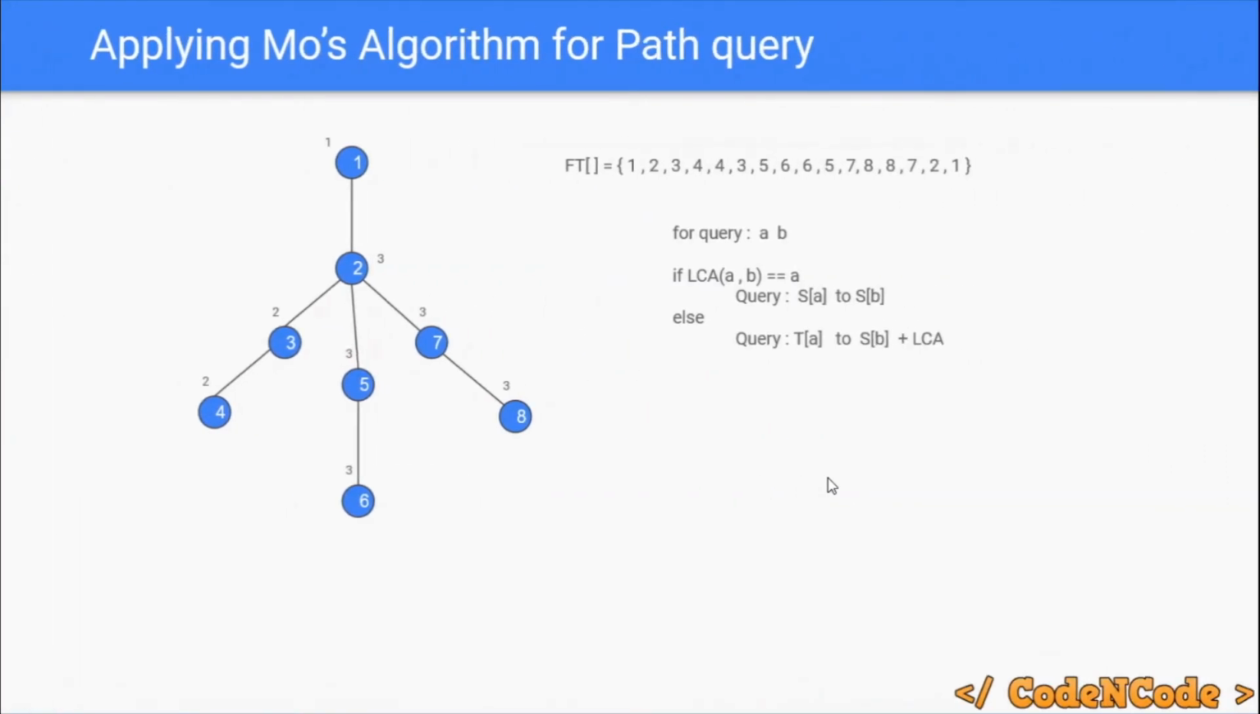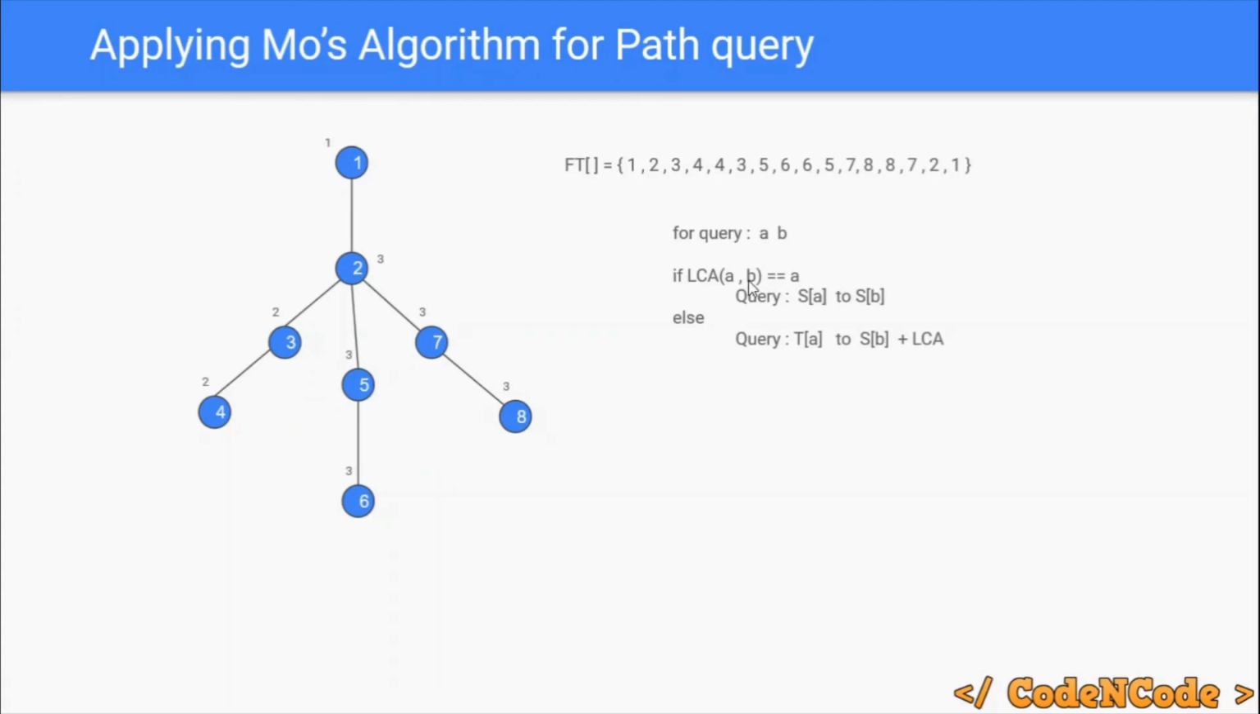So if I summarize the path query on Mo's algorithm, this would look something like this. First, we would construct a flattened tree. We would construct the starting array and terminating array. First thing done. Second, for each query of the form AB, first we would find the LCA. A must be the node which has the smaller starting time. If that is not the case, simply swap A and B.